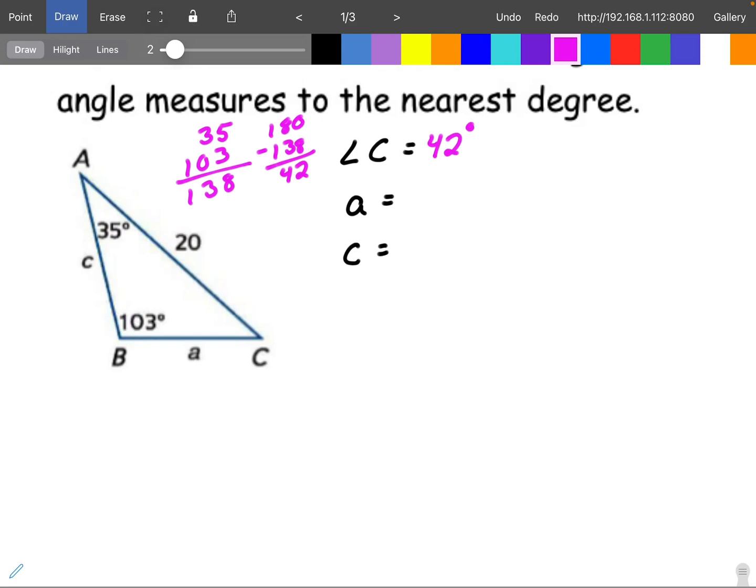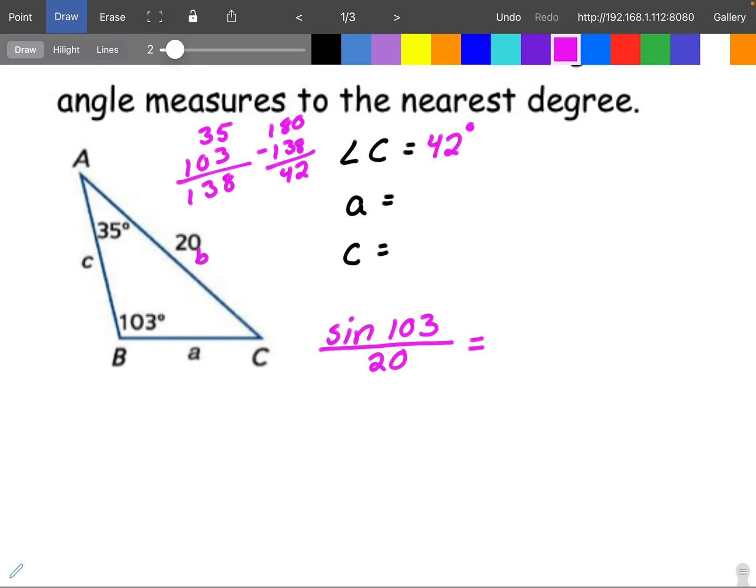So I'm going to take sine of angle B, which is 103, and I'm going to divide it by little b, which is 20. So remember, this is little b.